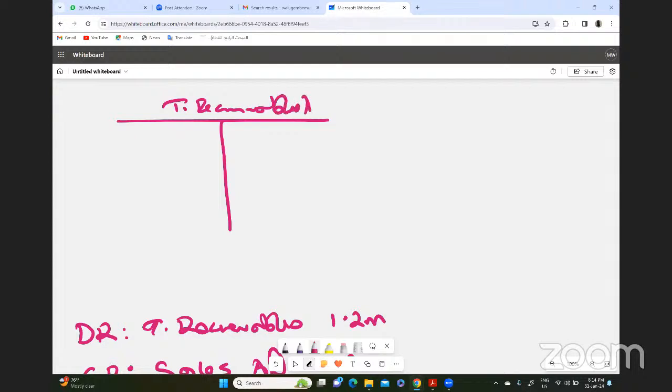Trade receivables account. Are we together? And for each T account, there must be a debit and a credit. It still follows the same rules. Debit is the left-hand side, credit is the right-hand side. Are we together?